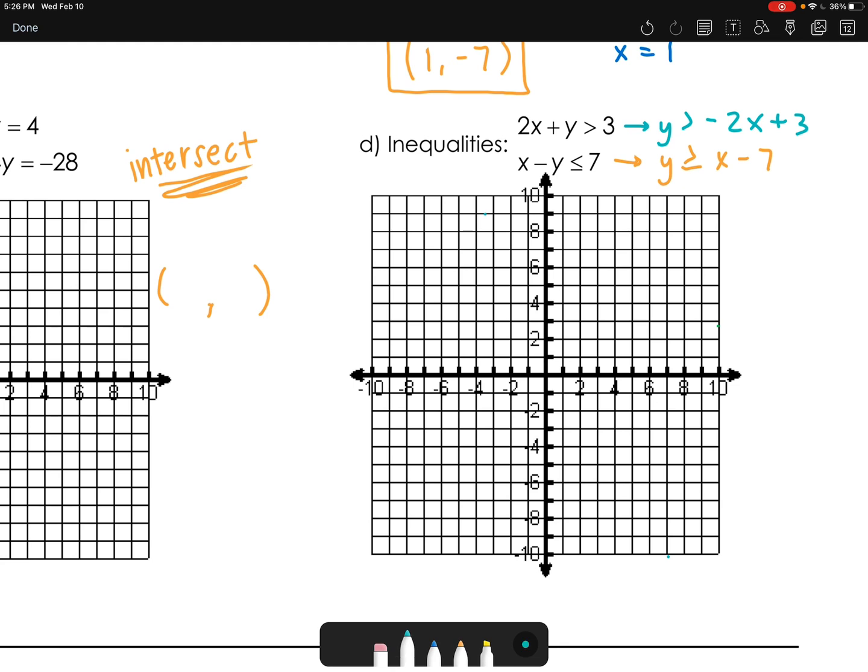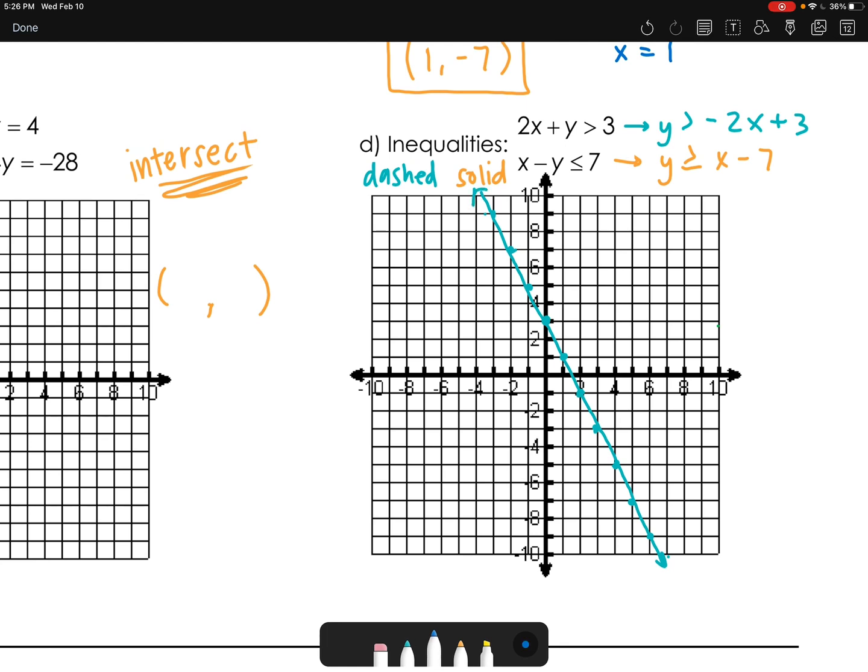Okay, so now that we have our lines, I want to make sure I notice that my blue line is going to be dashed and my orange line is going to be solid. So that's something I want to take into consideration when I'm graphing these. So my blue line I'm going to graph starting at 3, down 2, right 1, down 2, right 1, and move my way down. And then I'm going to go up 2, left 1, and there is my line.